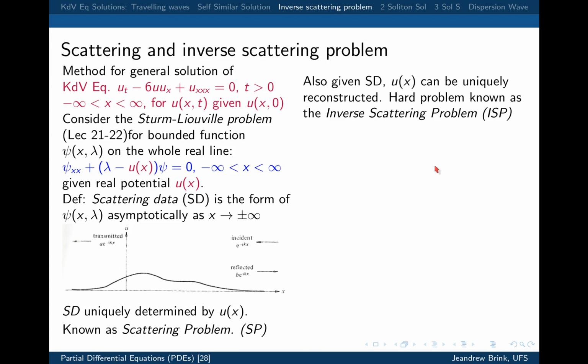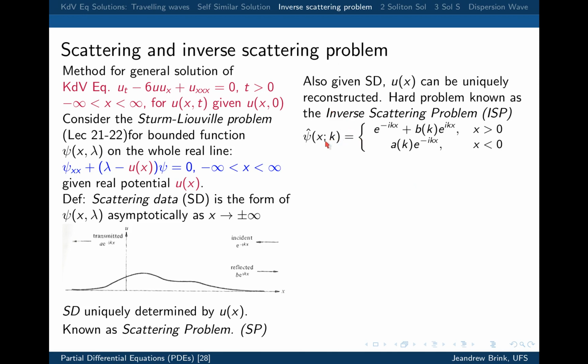Give me a potential, and I can work out what the waves will look like far away. Give me the waves far away, and I'll tell you what the potential is. It's basically like, give me the crystal, I can work out what the diffraction pattern is. Give me the diffraction pattern, I can reconstruct, in principle, what the crystal is.